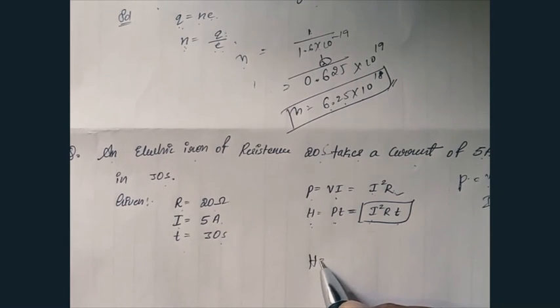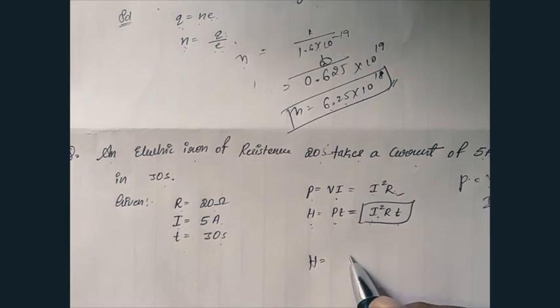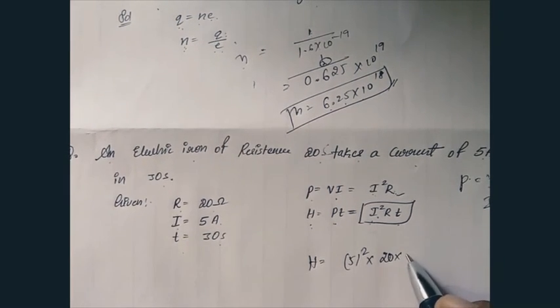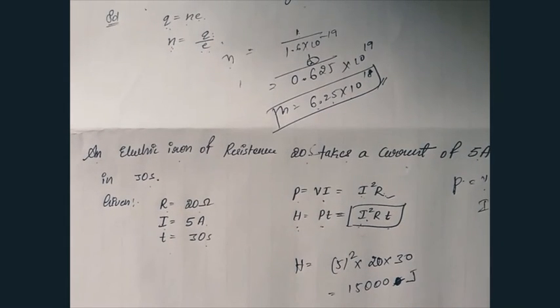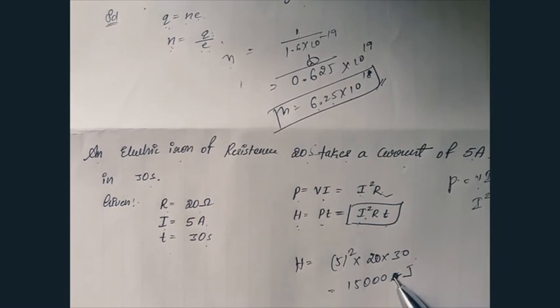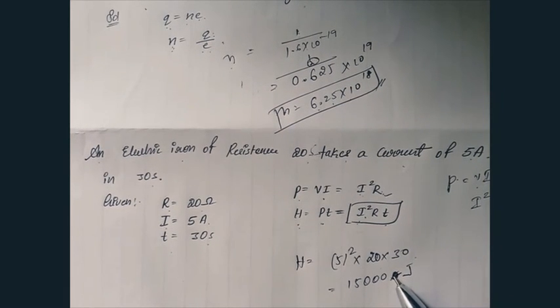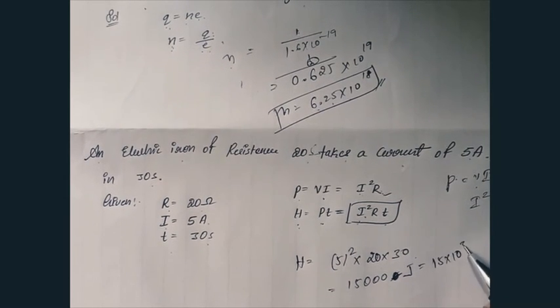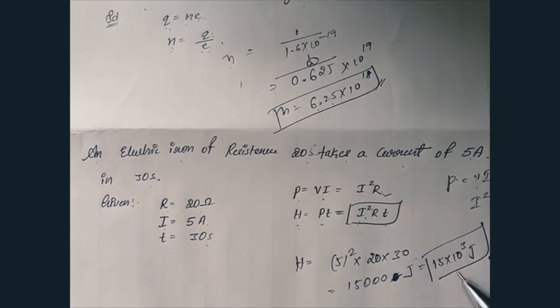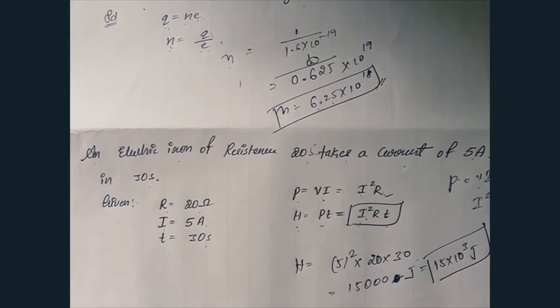Now H is equal to I square R T. What is I? It is 5, R is 20 and T is 30 seconds. So what is the answer? Basically H is equal to 5 square into 20 into 30. So what are you going to get? You're going to get 15,000 joules. You can also write this as 15 into 10 power 3 joules. This is the heat that is dissipated or produced in the electric iron. Clear? So this was a very easy question. You may expect it in your final examination.